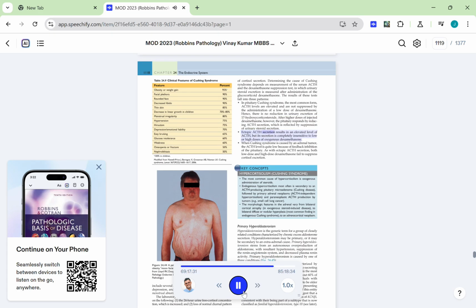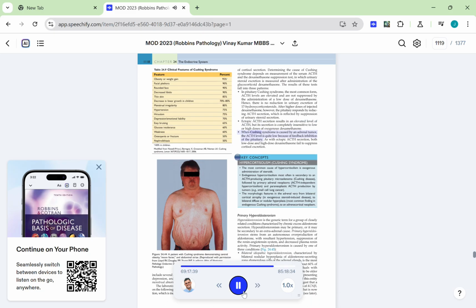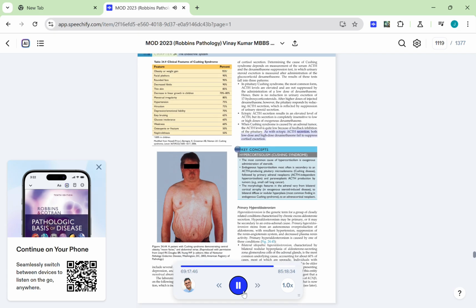Ectopic ACTH secretion results in an elevated level of ACTH, but its secretion is completely insensitive to low or high doses of exogenous dexamethasone. When Cushing syndrome is caused by an adrenal tumor, the ACTH level is quite low because of feedback inhibition of the pituitary. As with ectopic ACTH secretion, both low-dose and high-dose dexamethasone fail to suppress cortisol excretion.